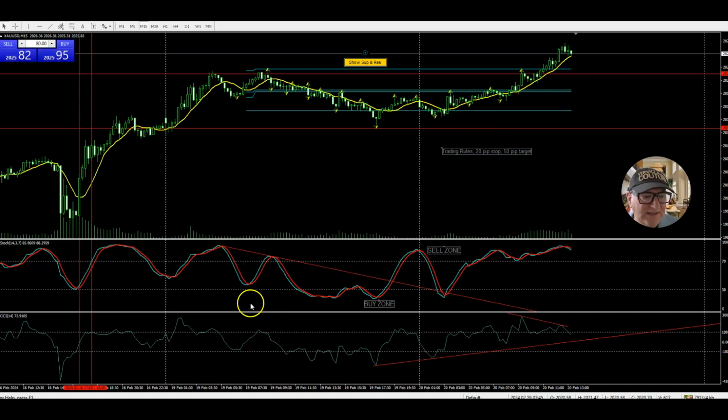So the first thing is we have a stochastic here, which is very useful for getting us to see divergence, but also we have a sell zone and we have a buy zone. And I'm going to run through this so it gives you a better flavor of what's happening. We are waiting for a move down, so we may even be trading live, I don't know.